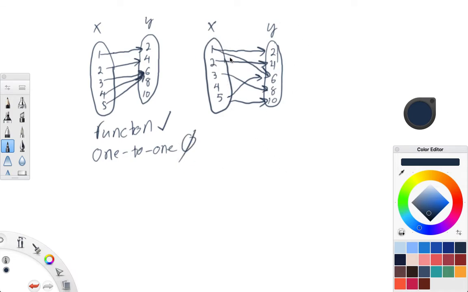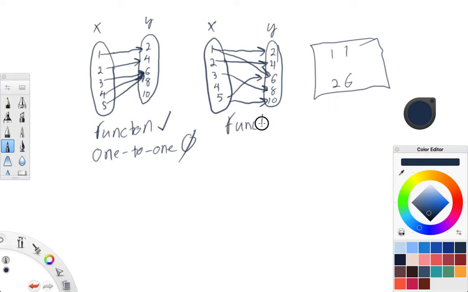How about this one? This one, also not one-to-one, but is it a function? So here's the issue. 1 goes to 2, but 1 also goes to 6. And 5 goes to 6, and 5 goes to 10. So if we were to write this in a table, we would have something like 1, which goes to 2, but we'd also have 1 that goes to 6. And this is not a function.